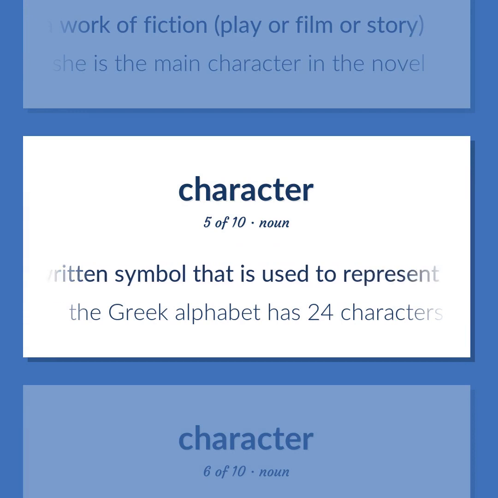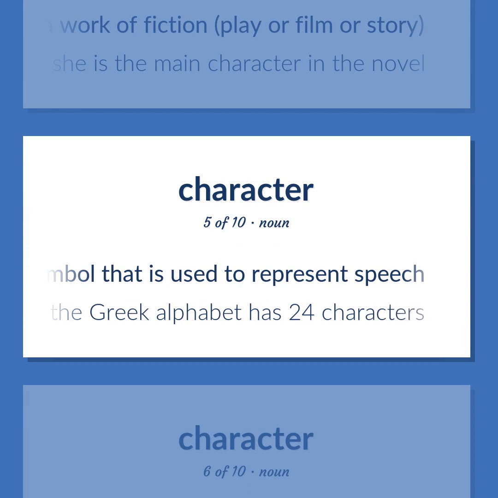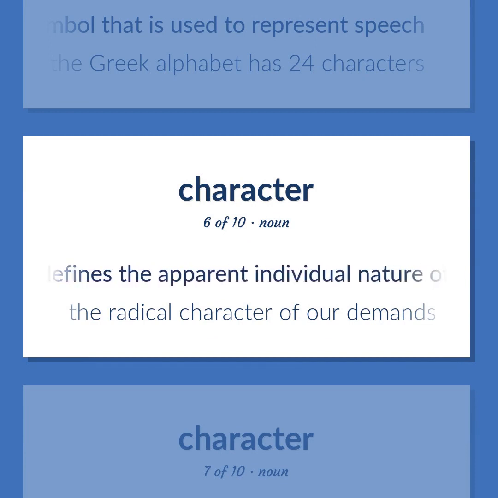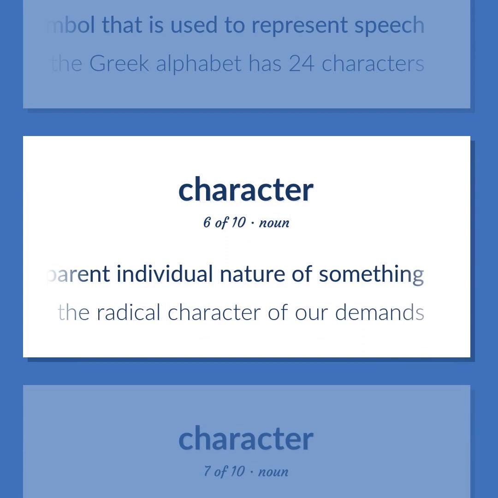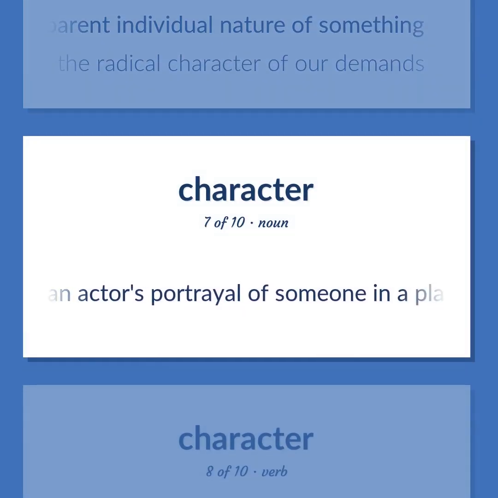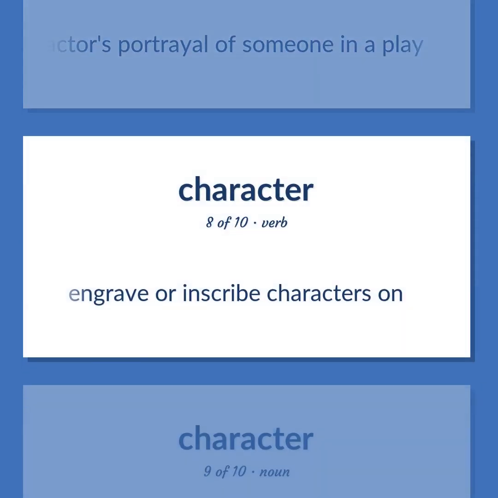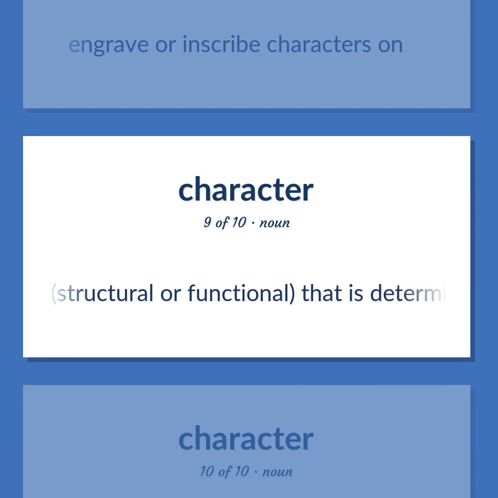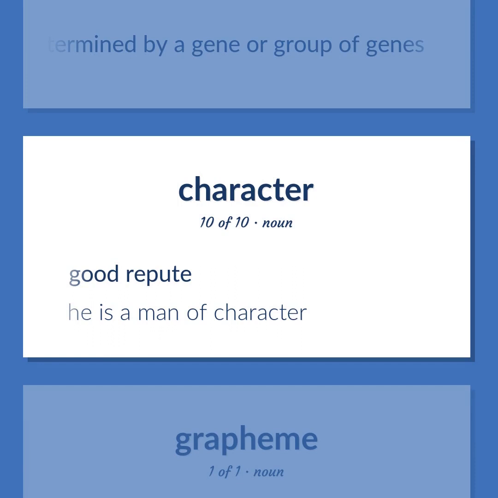A written symbol that is used to represent speech. The Greek alphabet has 24 characters. A characteristic property that defines the apparent individual nature of something. The radical character of our demands. An actor's portrayal of someone in a play. Engrave or inscribe characters on. Genetics, an attribute, structural or functional, that is determined by a gene or group of genes. Good repute. He is a man of character.